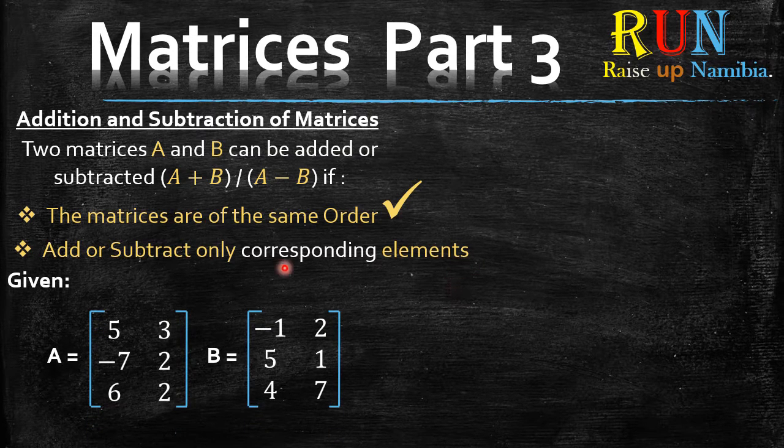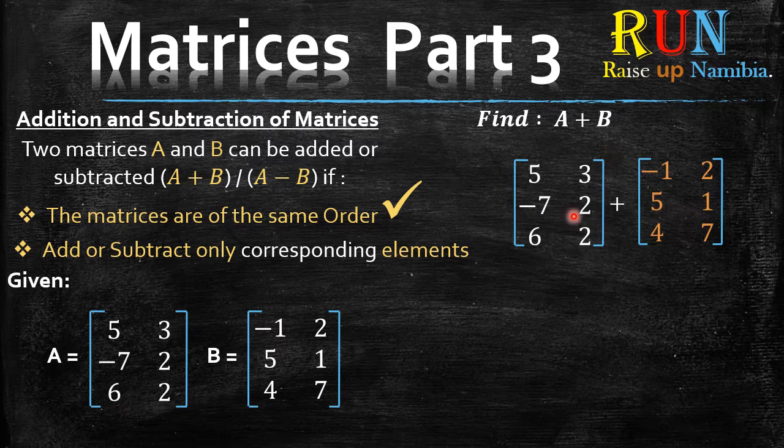Say, for example, you are given the two matrices A and B over here, and you're asked to find A plus B. So what do you do? Now these two matrices are the same, A and B here. It's just that I wrote the matrix B in a different color to make it easier to explain. Okay? So first you check. Are these two matrices of the same order? Now when we look at these two, yes, they are of the same order, because they are both 3 by 2 matrices, okay?